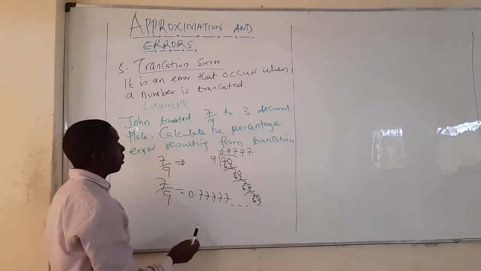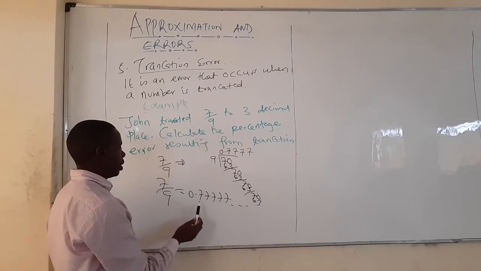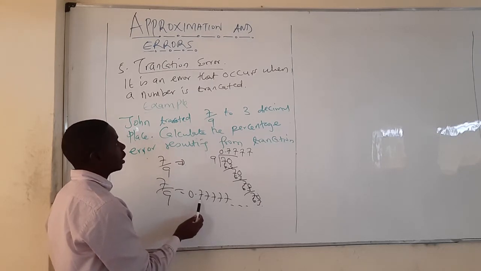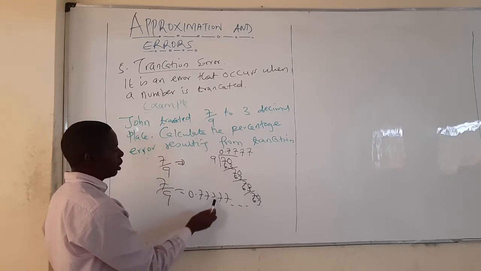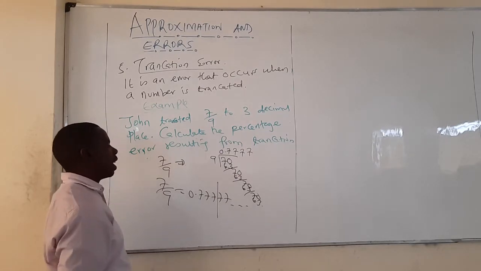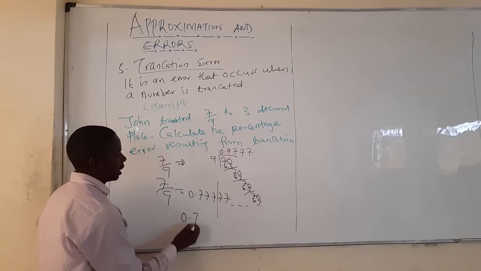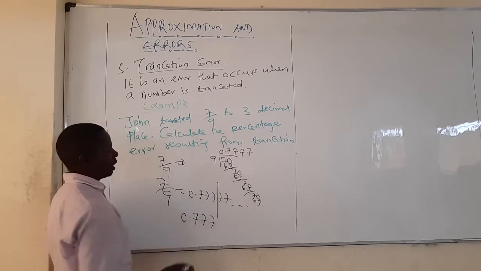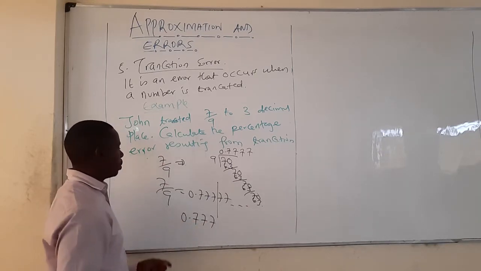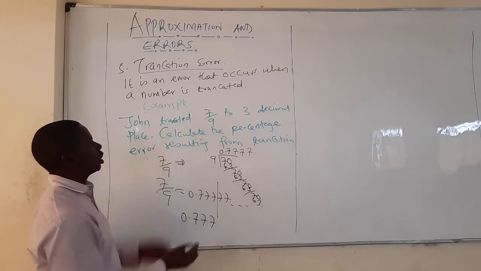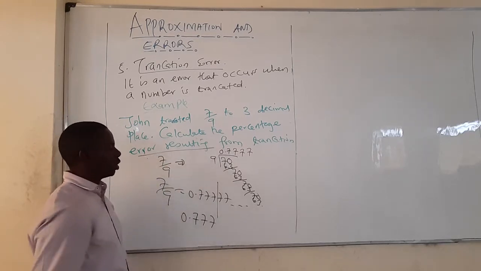So when talking about truncation, you just cut at the three decimal places. In this case, 1, 2, 3. You cut the number at that point. So our number is going to be 0.777. That is the truncated value. Now we want to get the percentage error resulting from the truncation.